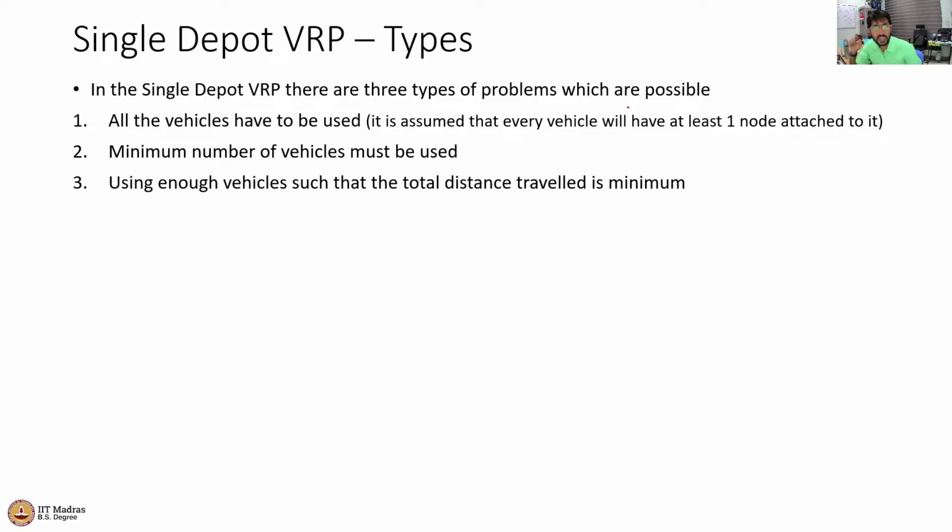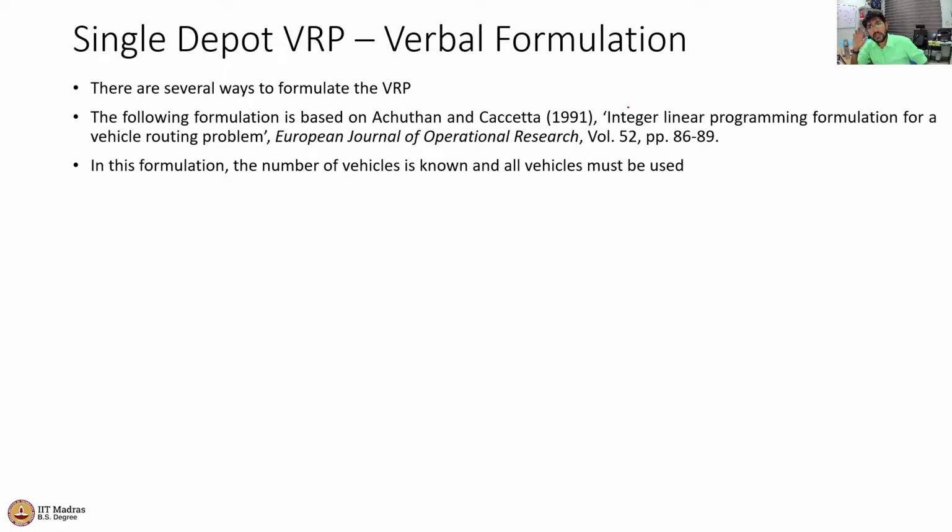We will look at the first scenario where we say all the vehicles that I have must be used. I have a resource, I will use it to the maximum. So that could be the scenario, right? So what we would do is we will formulate this problem. And again, when we are looking at the formulation of the single depot vehicle routing problem, there are several formulations that are available. The formulation I would be discussing now was given by Achuthan and Caccetta in 1991, and the paper is provided to you. So if you are interested, do go read it.